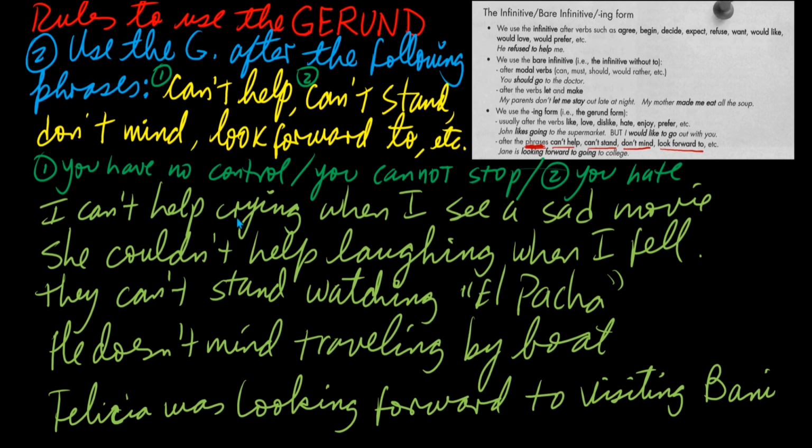So look, I can't help crying when I see a sad movie. She couldn't help laughing when I fell. So I was walking, I fell, and she went ha ha ha ha ha. She was laughing all the time. She couldn't stop. That's couldn't help. So you see, it could be used in the simple past. It doesn't matter. After, the verb has to be in the gerund.